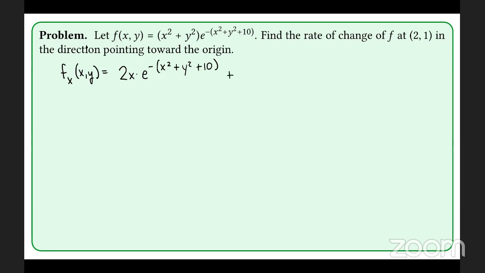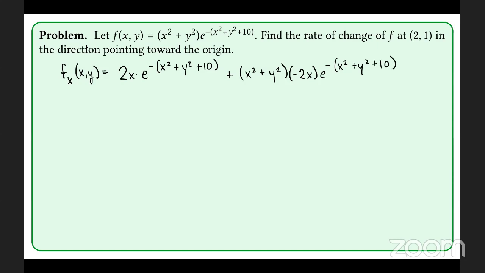And plus, we have x squared plus y squared. Don't take the derivative of that. And now, take the derivative of this thing. So the derivative of e to the something is e to that something times the derivative of that something. So the derivative of the thing inside there with respect to x is negative 2x. And then we have e to the negative x squared plus y squared plus 10.